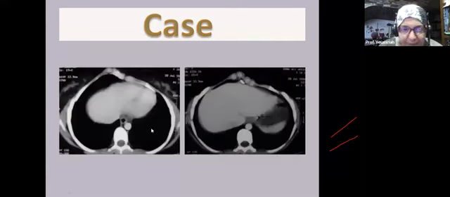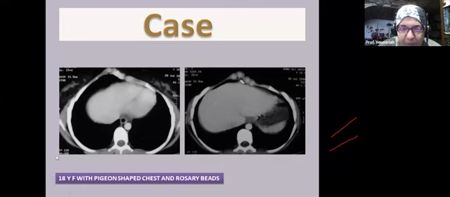What we see here is abnormal configuration of the chest. This is an 18 year old with a pigeon-shaped chest. And these beads anteriorly are rosary beads. It's a case of healed rickets.